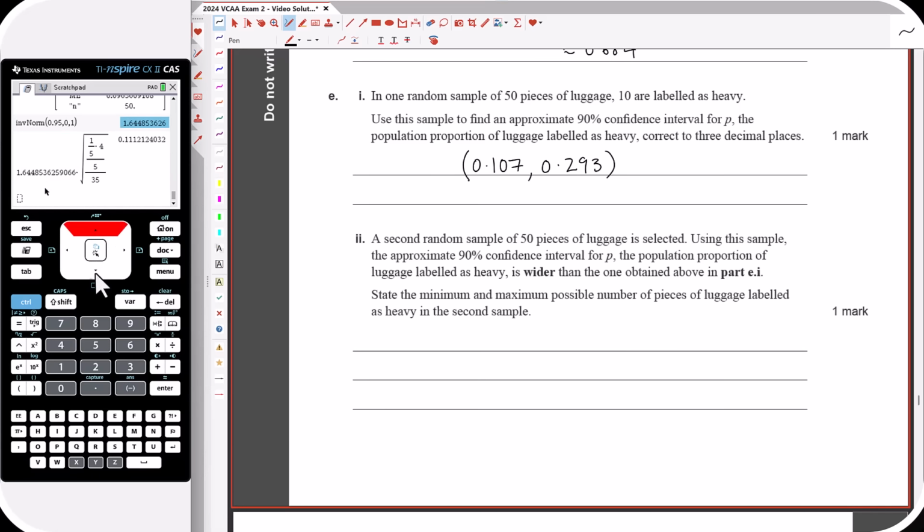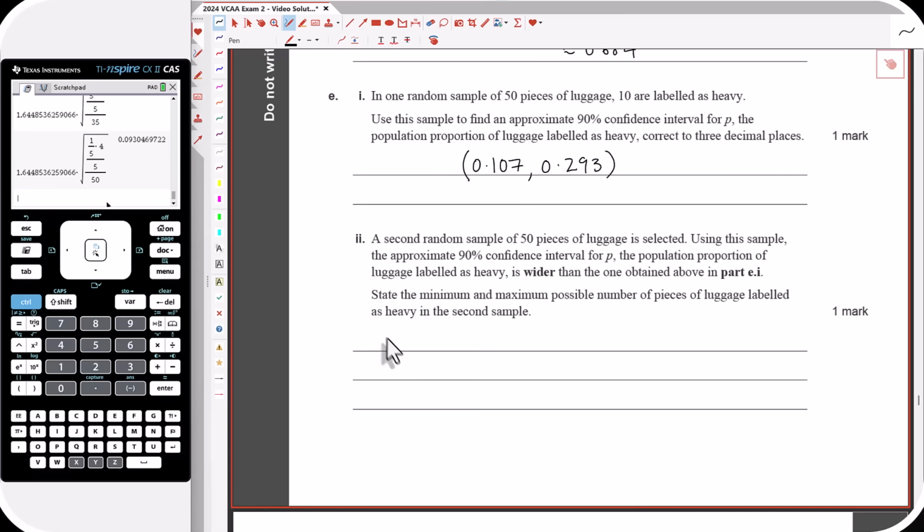Just realised I used 35, whereas this sample in this question is 50. Okay, so that's the margin of error. I just wanted to have that number that I could work with. So if we want the confidence interval to be wider, we want the margin of error to be bigger. So our question is asking us, how many pieces of heavy luggage would there need to be?